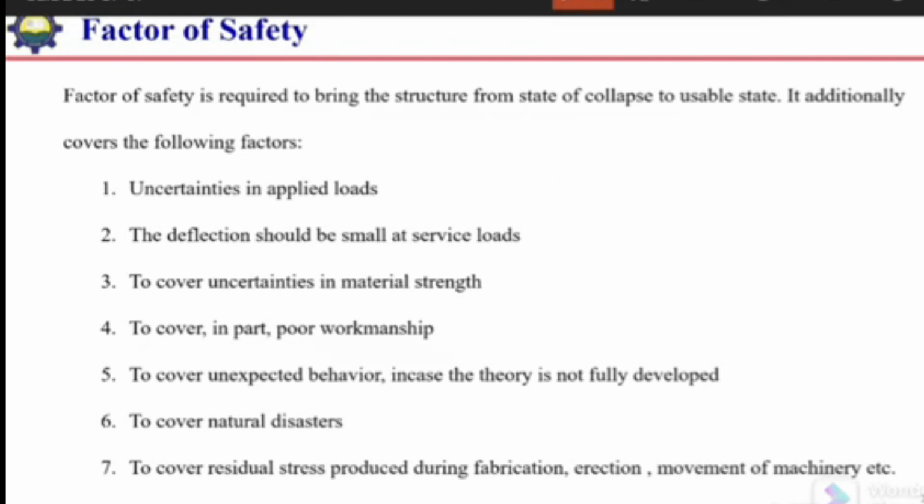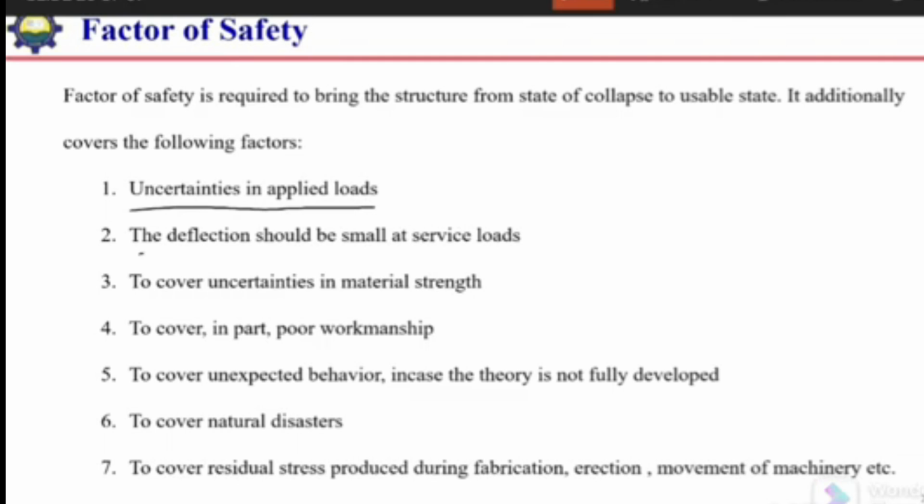So these factors of safety are applied to bring our structure to a usable state from the state of collapse or unstable state. Other than this, it also covers other factors like uncertainties in applied load. For example, if we have designed a classroom for 200 people, but there is a possibility that more people can gather in that classroom, for example 300 or 400 students, then if we have not applied the factor of safety, our structure will collapse.